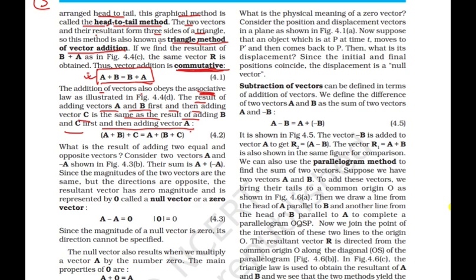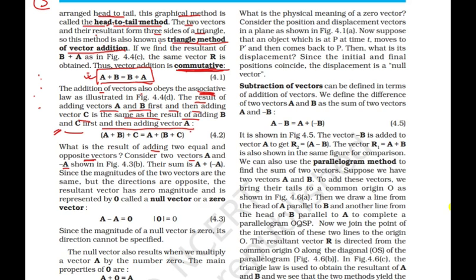What is the result of adding two equal and opposite vectors? Consider two vectors A and minus B. What we have seen in our previous paragraph is the resultant of addition of two vectors by the triangle law, and addition of vectors also follows the associative rule as well as the commutative rule. Now we will see what the result of adding two equal and opposite vectors will be. This is also known as subtraction, because there is no separate method for subtraction. This is also addition.